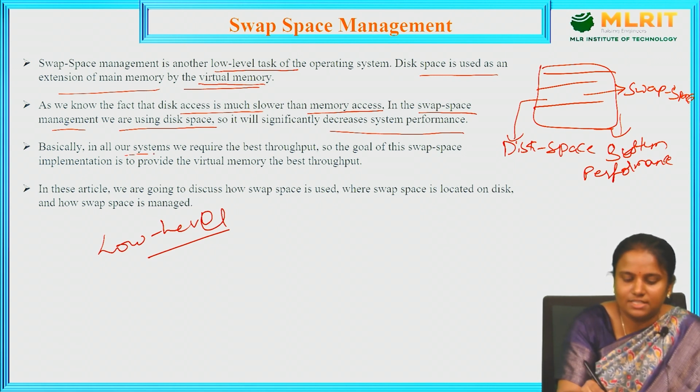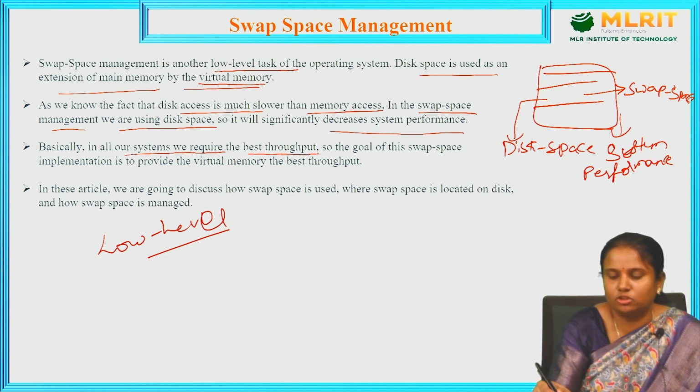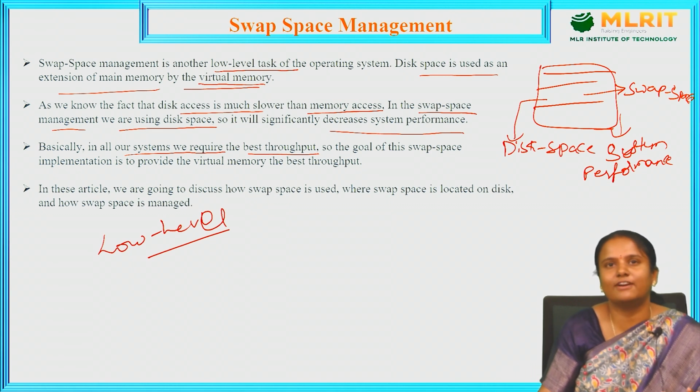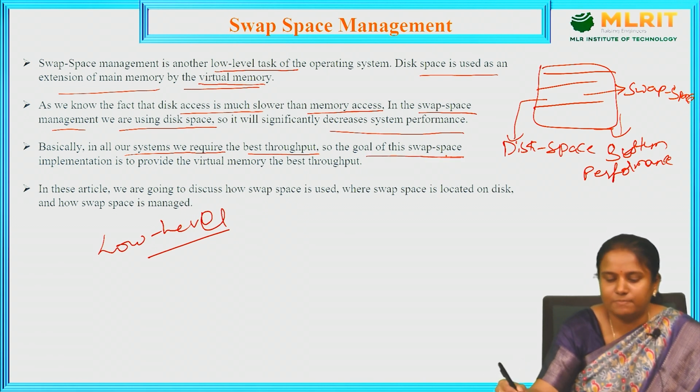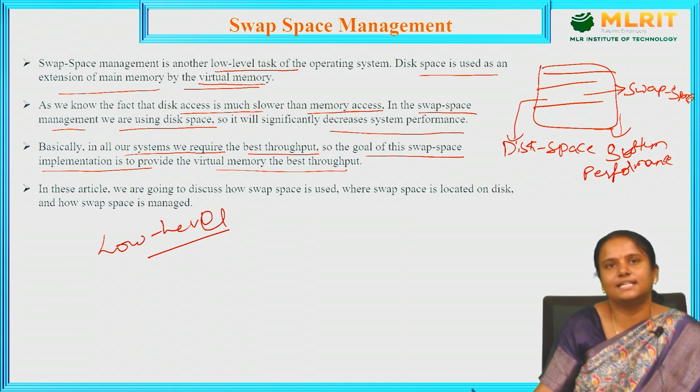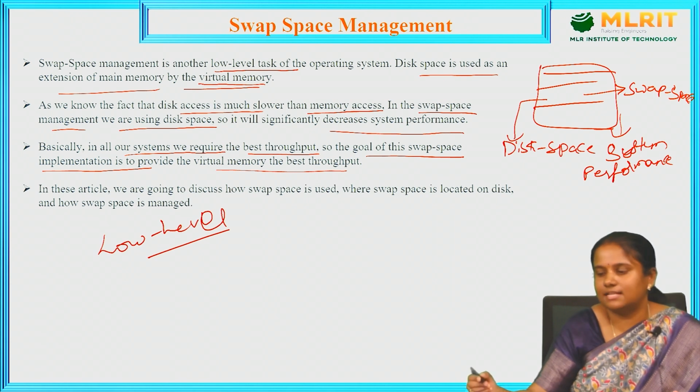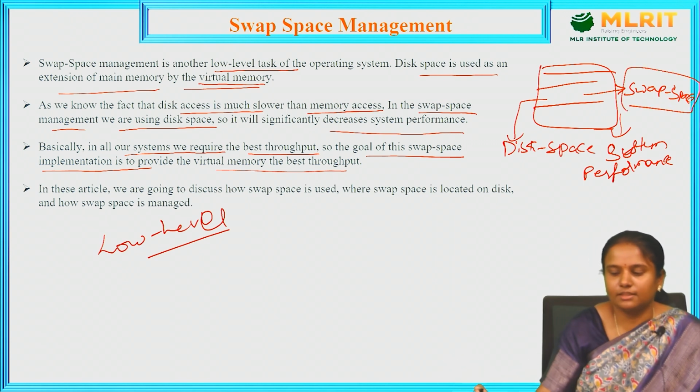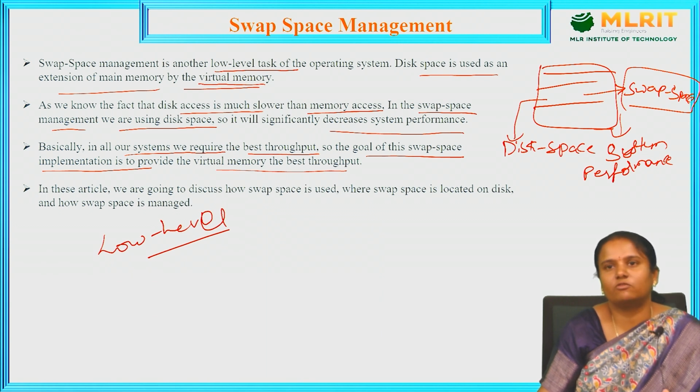Basically, in all our systems, we require the best throughput. So we are choosing one best throughput based on all the required systems. The goal of the swap space implementation is to provide virtual memory with the best throughput. Whatever you take as the best throughput from all the systems is what is used in swap space. The goal is to implement the swap space by virtual memory to get its best throughput.